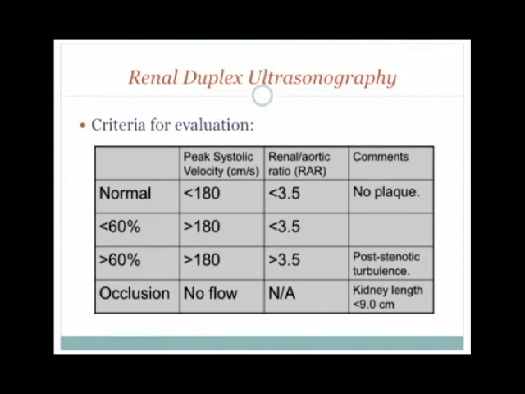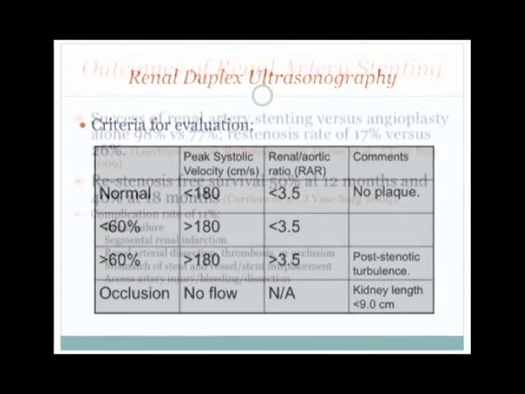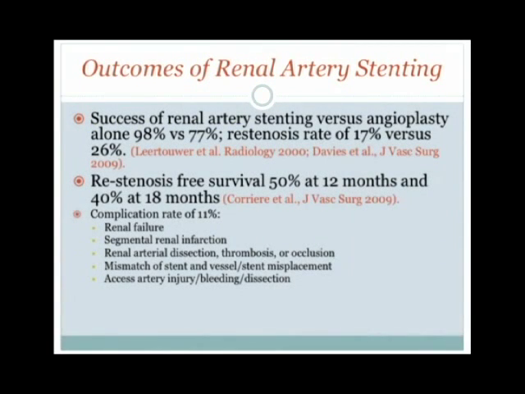This is what we typically use for just native renal arteries. The two main things we look at are the peak systolic velocities and the renal aortic ratios, and this is how we determine the degree of stenosis in the renal arteries. As we just talked about, the number of renal artery angioplasty and stentings has gone up tremendously, and they're quite successful. The success of stenting renal arteries is up to almost 98%, compared to what was reported with angioplasty alone. The restenosis rates are a little different: 17% for stents and about 26% for angioplasty. Restenosis-free survival is 50% at 12 months for these patients, 40% at 18 months.